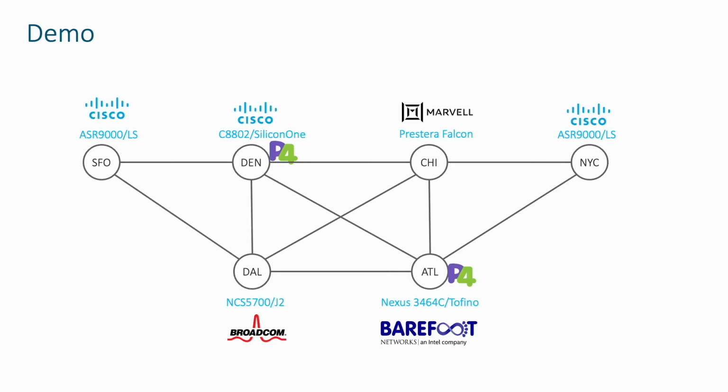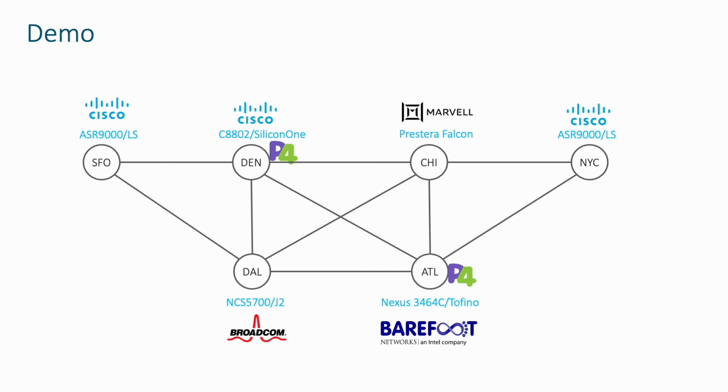In this demo, we have built a lab using the various hardware implementations of path tracing. As you can see here, we have a quite impressive number of line rate hardware implementations of path tracing. We have the Cisco ASR 9000 based on the Cisco Lightspeed ASIC. We have the Cisco 8000 based on the Cisco Silicon One ASIC and programmed in P4.